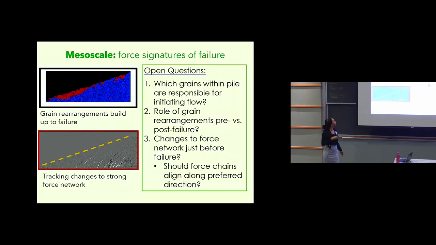And of course, there are many more questions than answers here. So we want to know from here, how can we learn which grains within the pile are responsible for the ultimate flow? Can it be that there's a single grain or a cluster of grains within the force network that are shifting and act as a catalyst for this ultimate failure event? It will be really interesting to understand a bit more about that. We also want to know more about how the grain rearrangements before failure compare to those after failure, and what expectations we should have about the force chains or the force network as the system is giving way to fail.